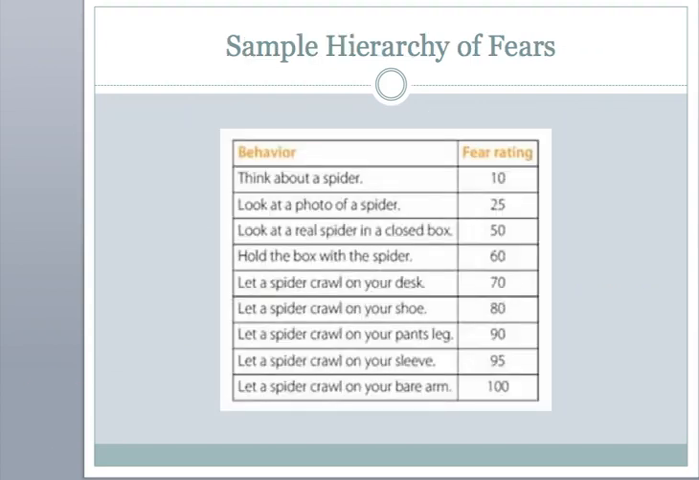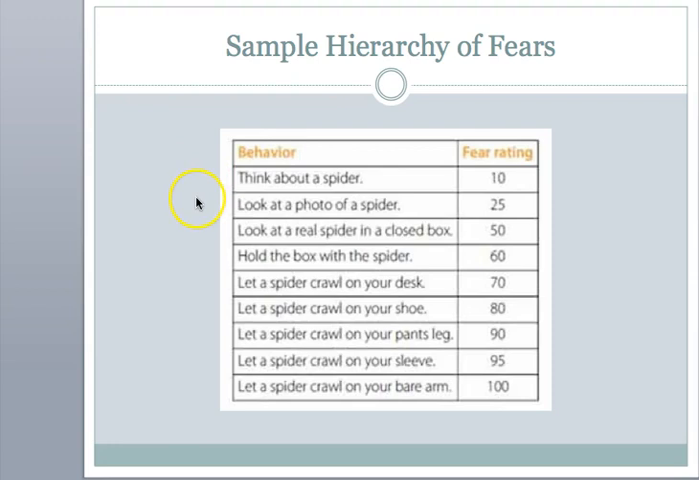So here's an example of a hierarchy. This is an arachnophobia hierarchy with the fear ratings on them. So here I'm going to use my little cursor. The lowest level is thinking about a spider, which produces a fear rating of about 10.